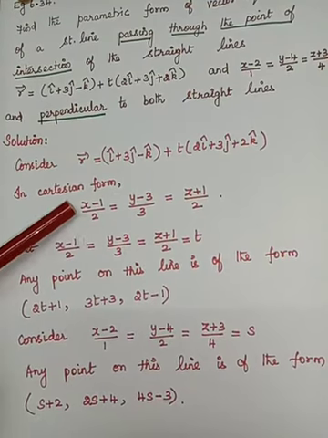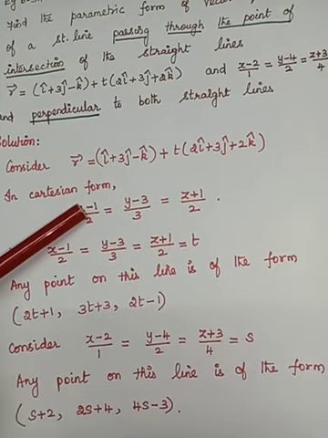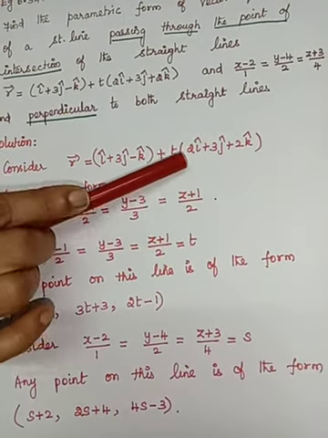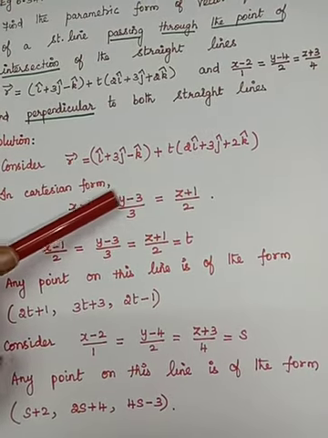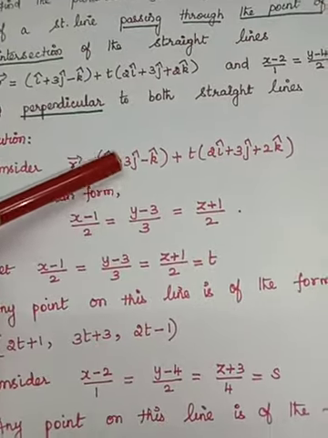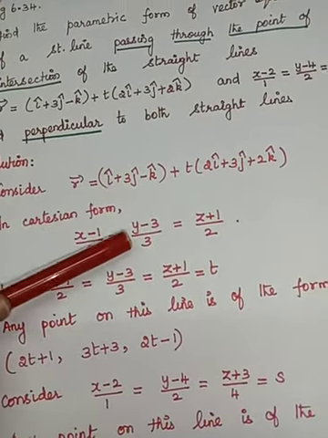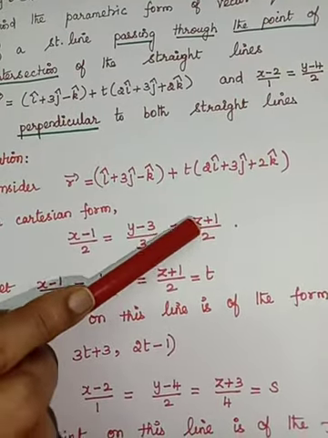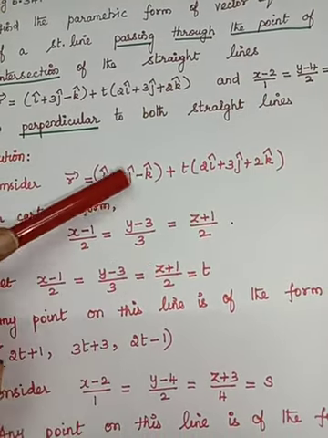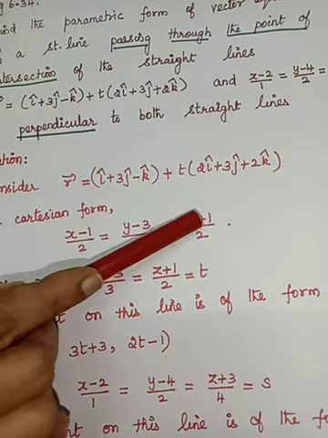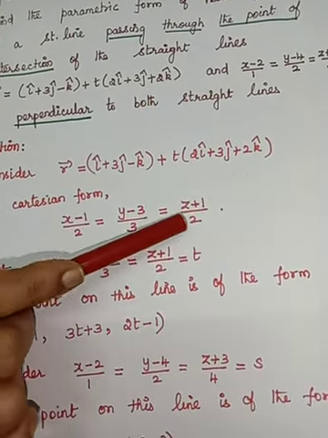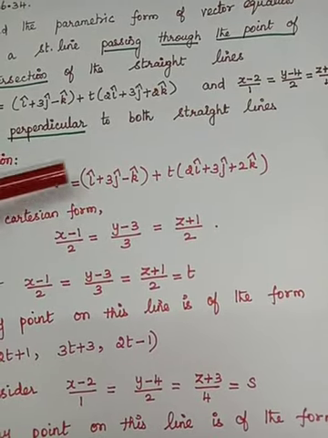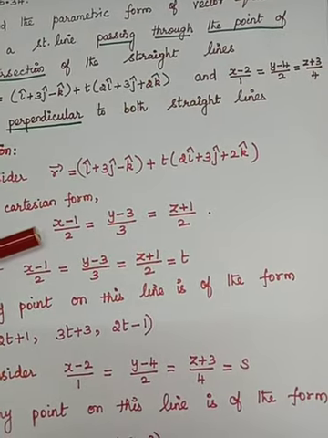So if you substitute in the formula, (x - 1)/2, where b1 is 2, equals (y - 3)/3, where y1 is 3 and b2 is 3, equals (z - (-1))/2, so (z + 1)/2, where b3 is 2. So we have written the vector equation in the Cartesian form.